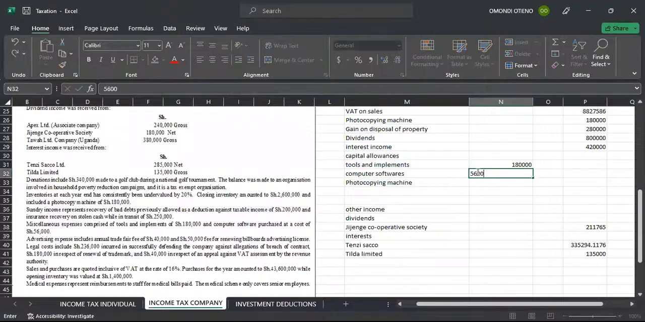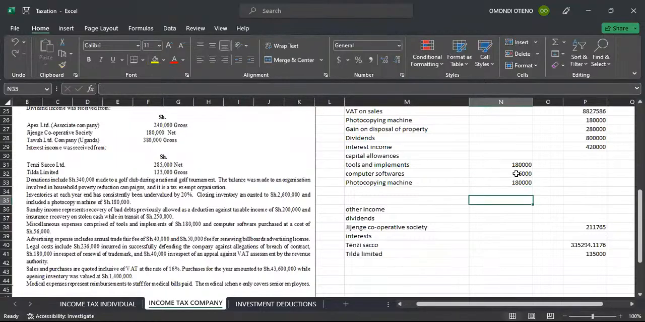Computer, we have 56,000. Photocopying machine, we had also 180,000. So once we have that, sasa turudi kwa KRA website. Let's get to KRA website and check those rates. They are given. They are indicated there.